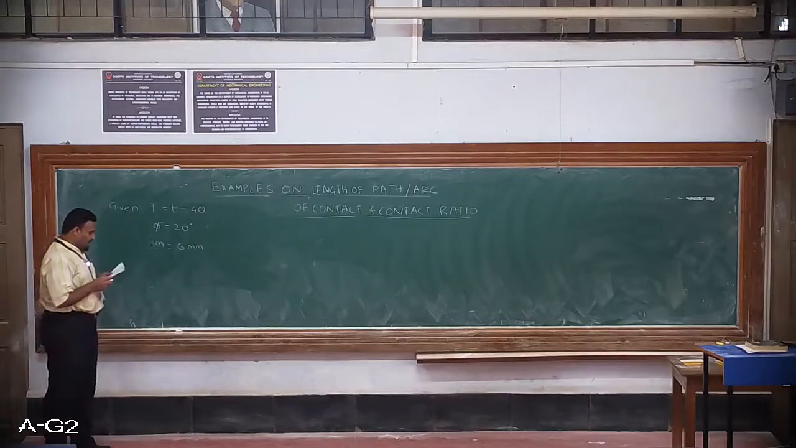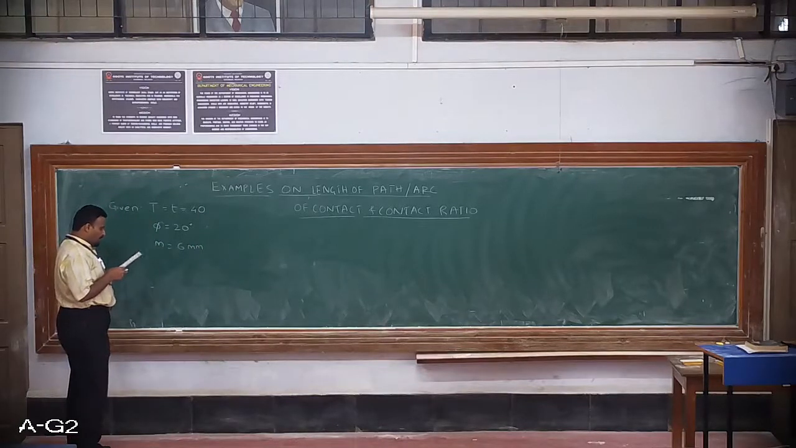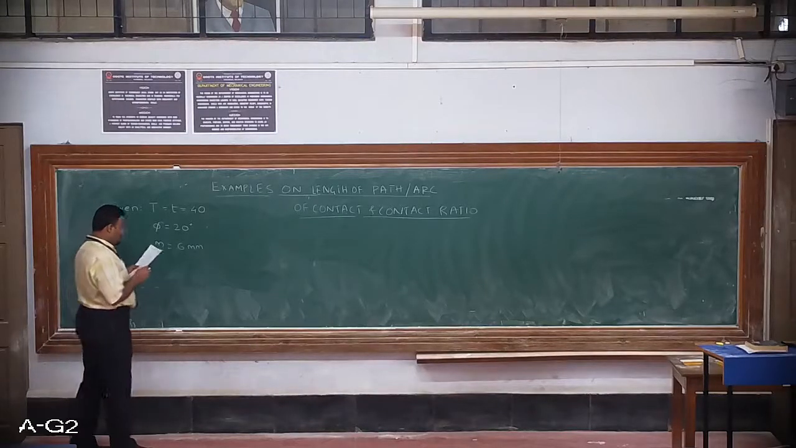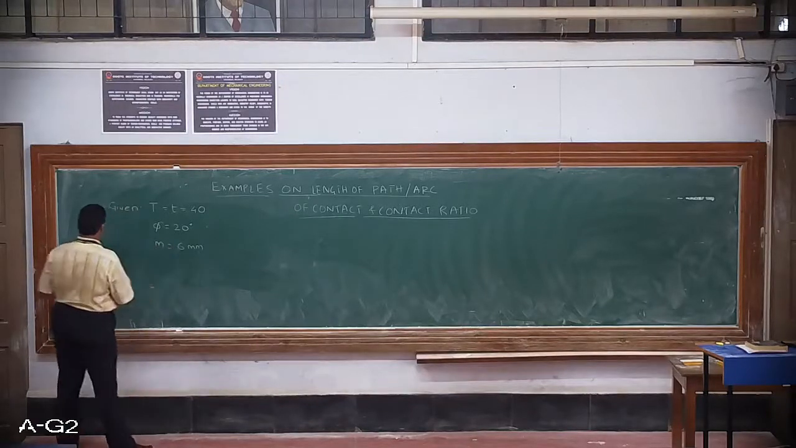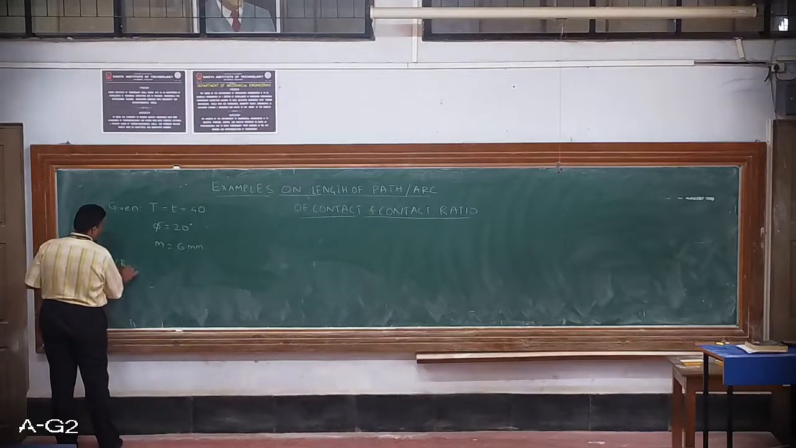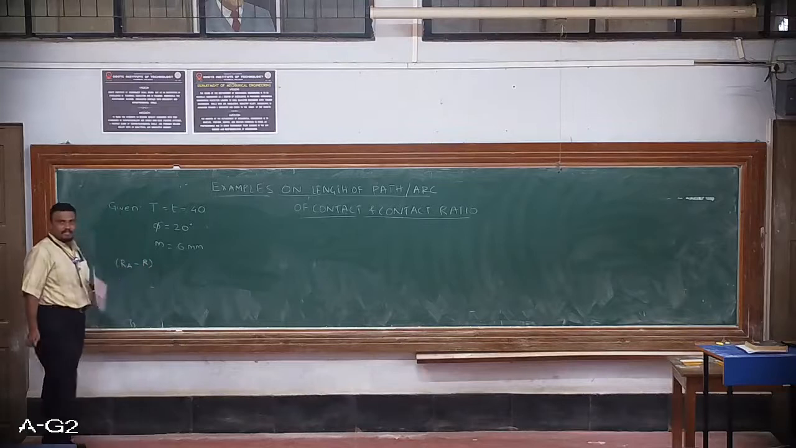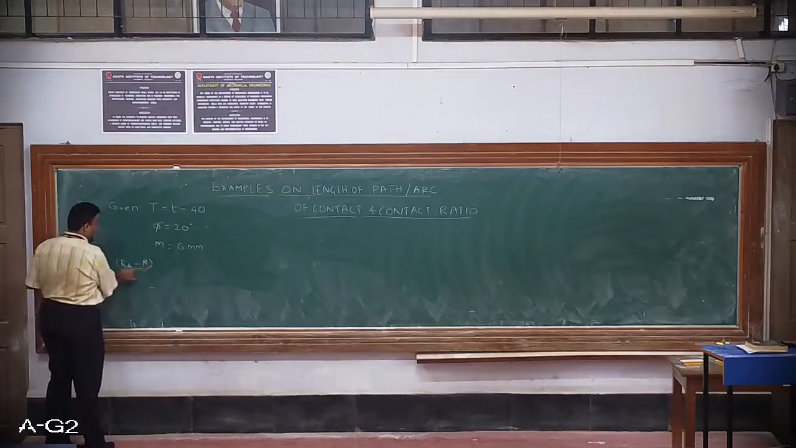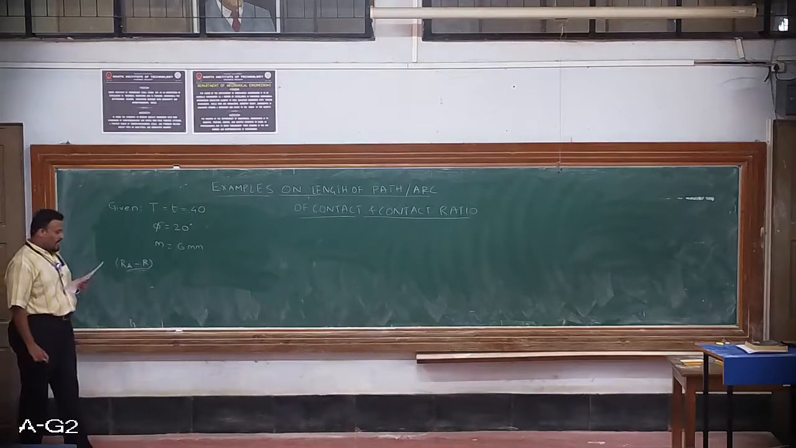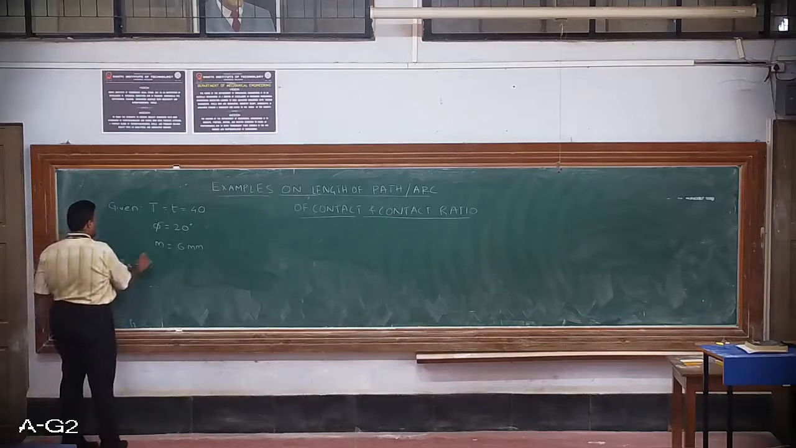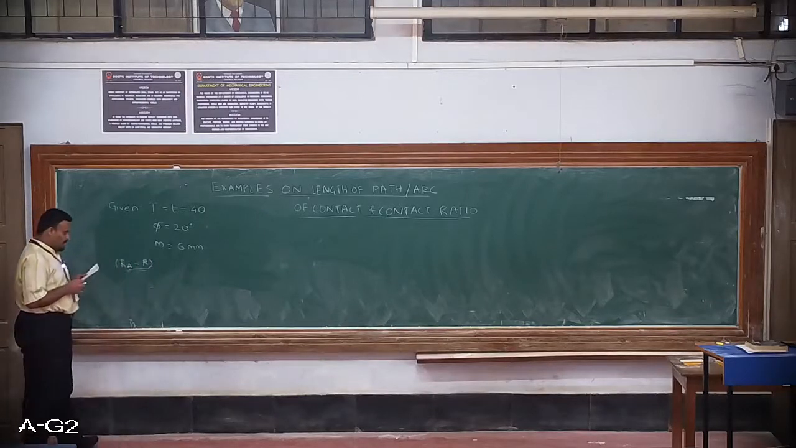So what do we need to calculate here? We need to calculate the addendum. So addendum means what? It is the addendum radius minus the pitch circle radius. We have to calculate this RA minus R, that will be the addendum. So for that we need to calculate first these values.